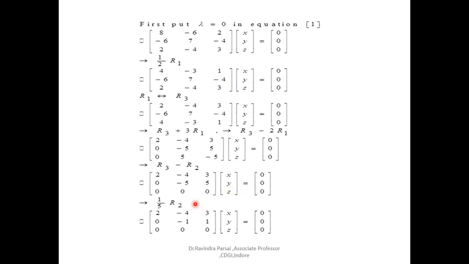Now our second row is divisible by 5, so just divide the second row by 5. This gives you 2 minus 4 3, 0 minus 1 1, 0 0 0, times x y z. So it is in echelon form.